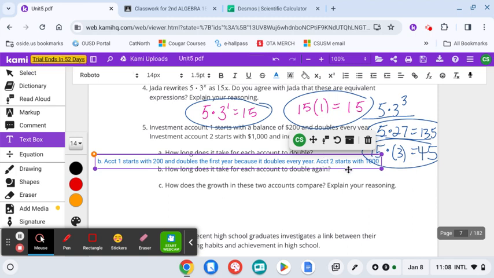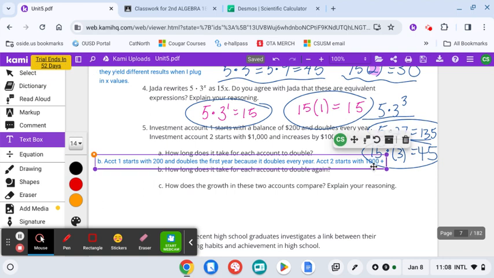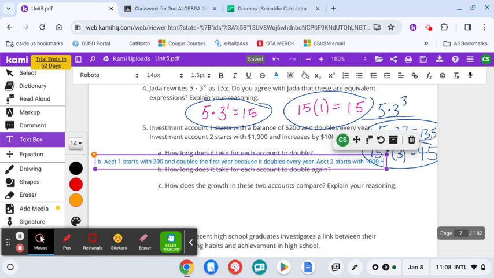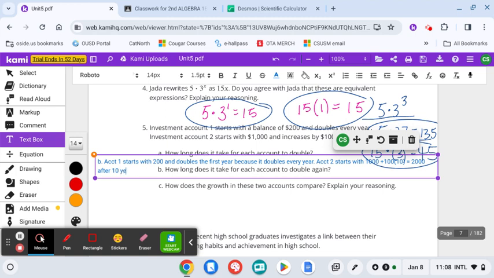And if we need to see when it's going to double, we're going to be adding, how much are we adding? 100 each year. So 100, I need to do that 10 times. So 100 times 10 would be 1,000, and 1,000 plus 1,000 would finally be 2,000. So after 10 years for account 2.